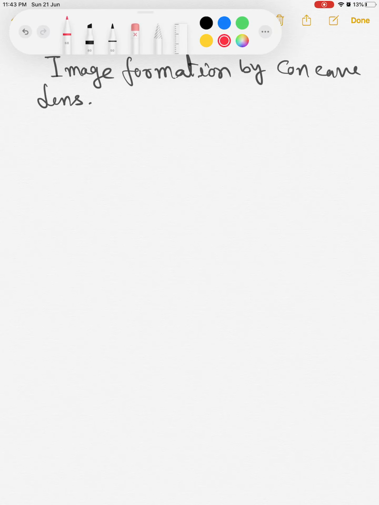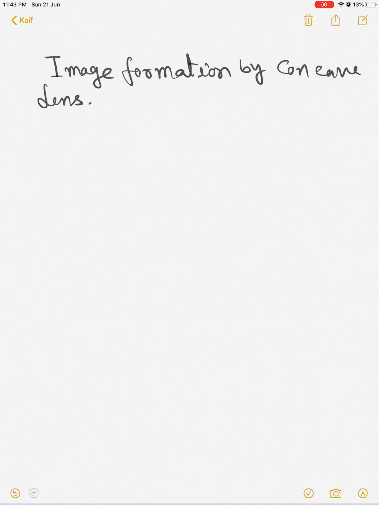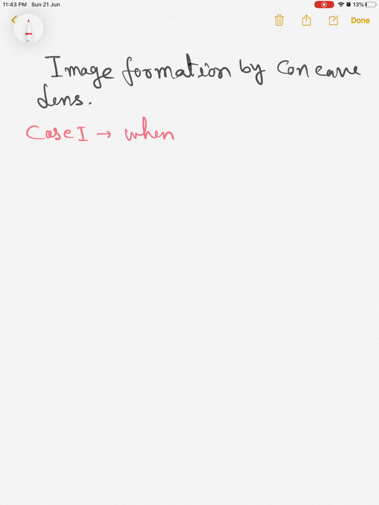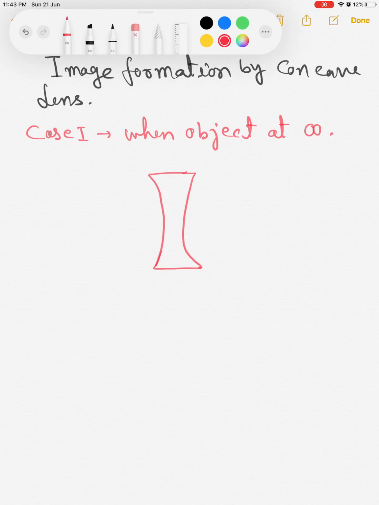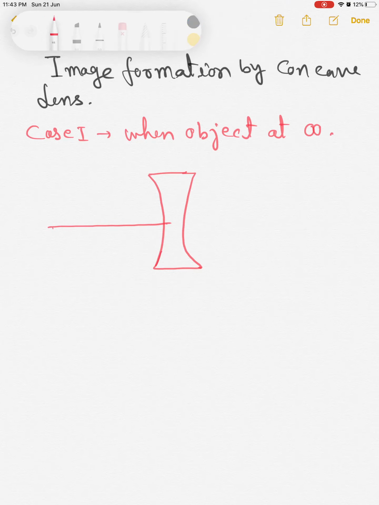So, there are two cases in image formation by concave lens. Case 1, when the object is at infinity. So, you know what the concave lens is? A concave lens is in this way. First, we will draw the principal axis. It will pass through the optical center.